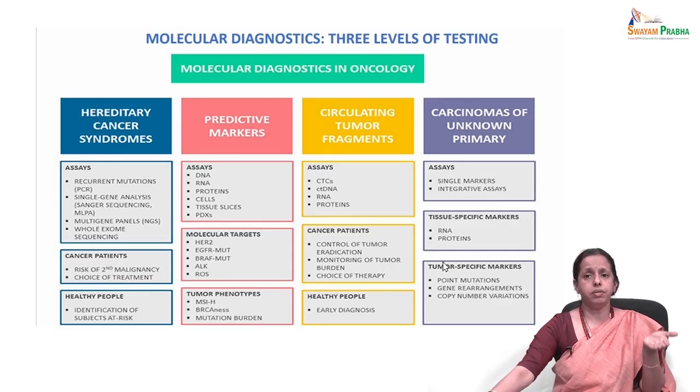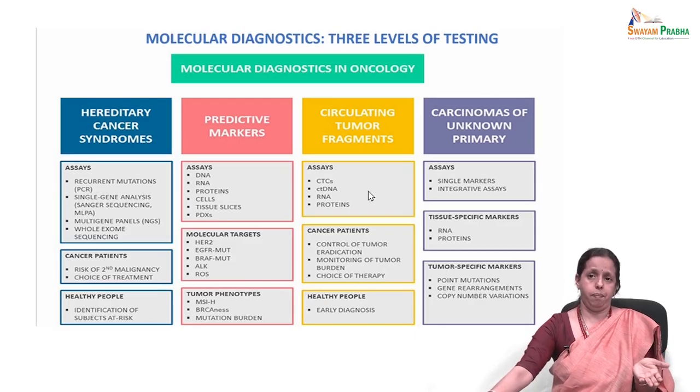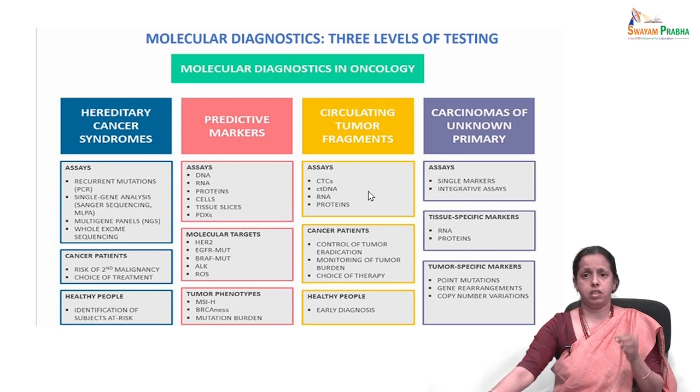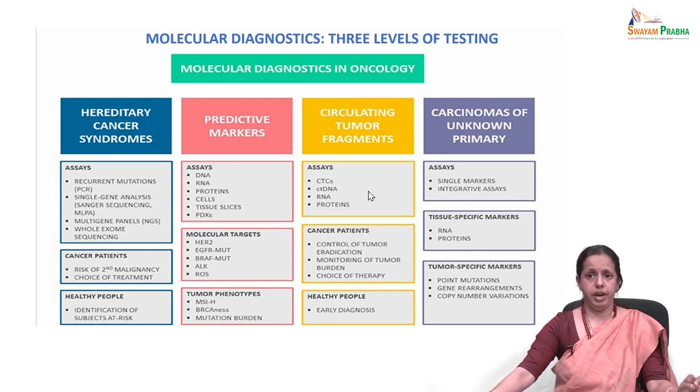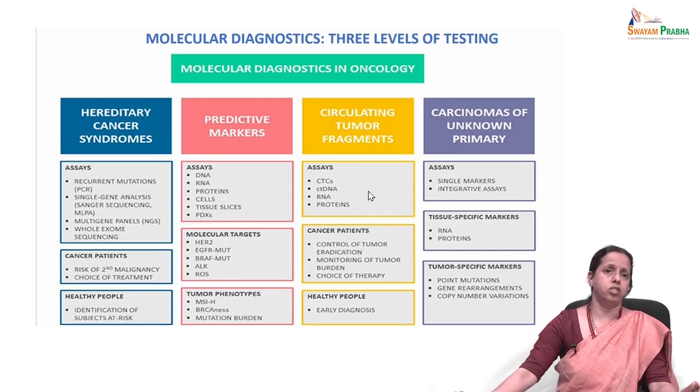Whenever this molecular diagnostics is applied by the pathologist and then by the surgical people, we have terms such as molecular surgical pathology or molecular cytopathology, all of that will come into play. So, here you have the different predictive markers like your molecular targets, like HER2, EGFR, ALK/ROS. All this we will discuss in detail in the coming session. Then you have the tumor phenotypes, your mutation burden, all of them are predictive markers, which are very, very important biomarkers during the therapeutic journey for cancer patients.